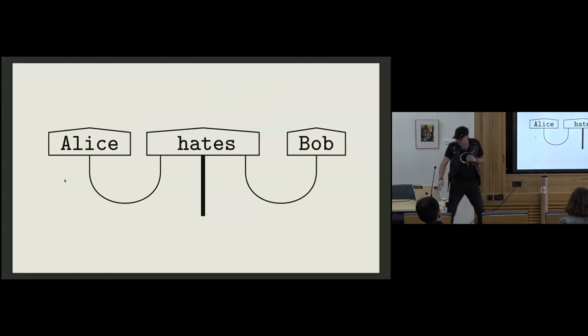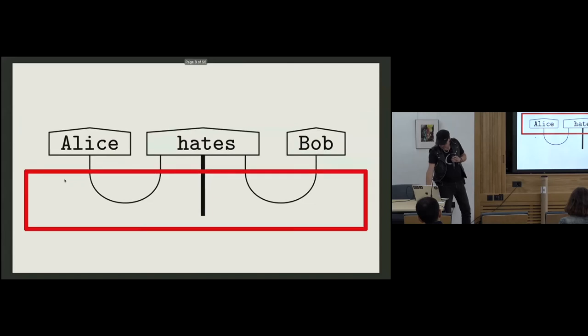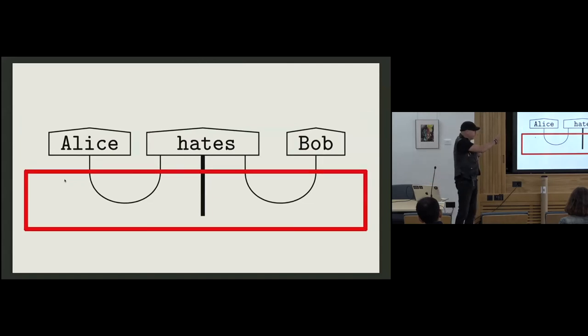So just to indicate this, these are the meanings of words. This is the grammatical structure. And together, when you compute this, because it's all just linear algebra now, this is a representation of the meaning of the sentence. And this is how you combine meaning and grammar.